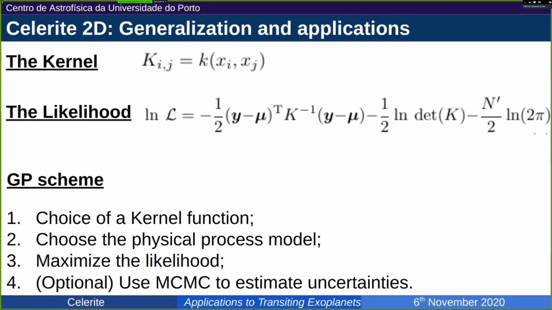A typical scheme to estimate parameters of a model involves the choice of a suitable kernel function to describe the correlated noise, then to define the model that describes the underlying physical process to use as a Gaussian process mean function. After this, we maximize the GP likelihood with respect to the parameters of both the physical process and the kernel function. And finally, and optionally, we can use a Monte Carlo method to sample the posterior and estimate the uncertainties of both physical model and kernel parameters.